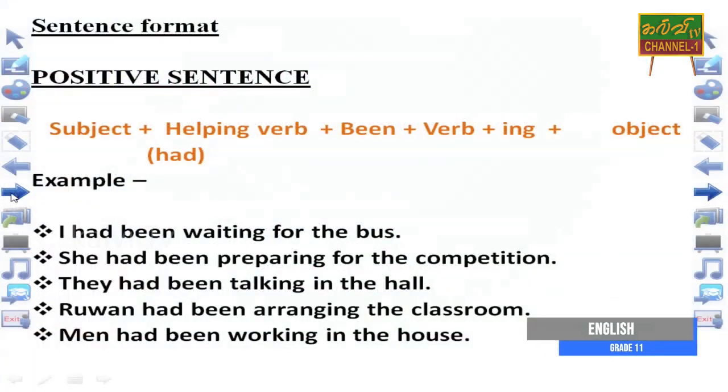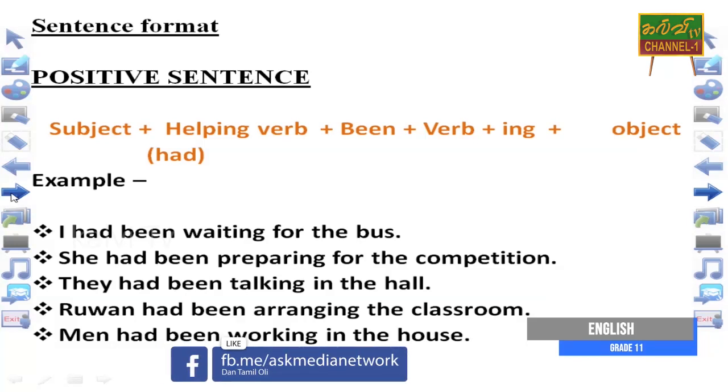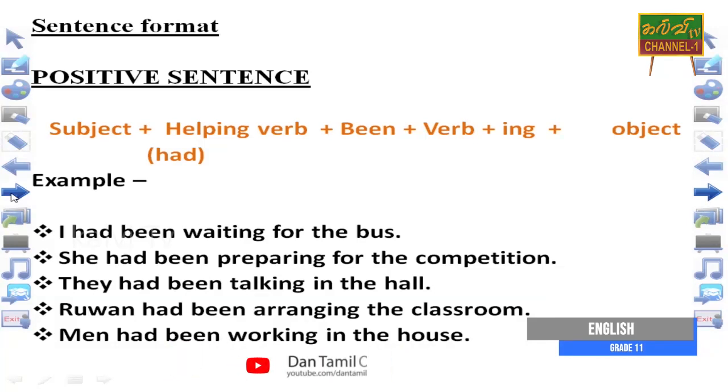When we look at the sentence format, the positive sentence can be like subject plus helping verb plus been plus verb plus ing and object. Here we use helping verb had and been. The example can be I had been waiting for the bus. She had been preparing for the competition. They had been talking in the hall. Rowan had been arranging the classroom. Men had been working in the house. Here we use had with every pronoun and noun.